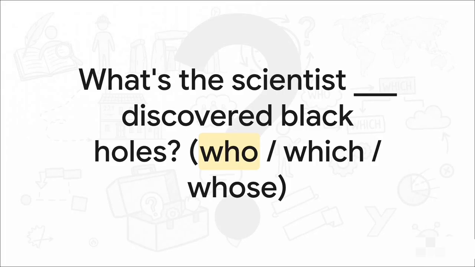Okay, final practice round. What's the name of the scientist, blank, discovered black holes? Is it who, which, or whose? Well, since a scientist is a person, the answer is who. And remember, you could totally use that here too. Great job with the practice.